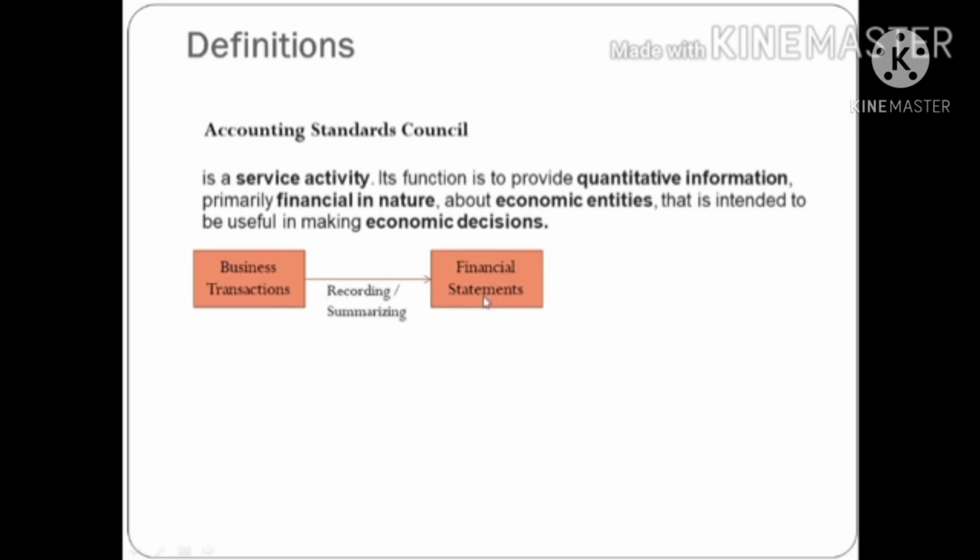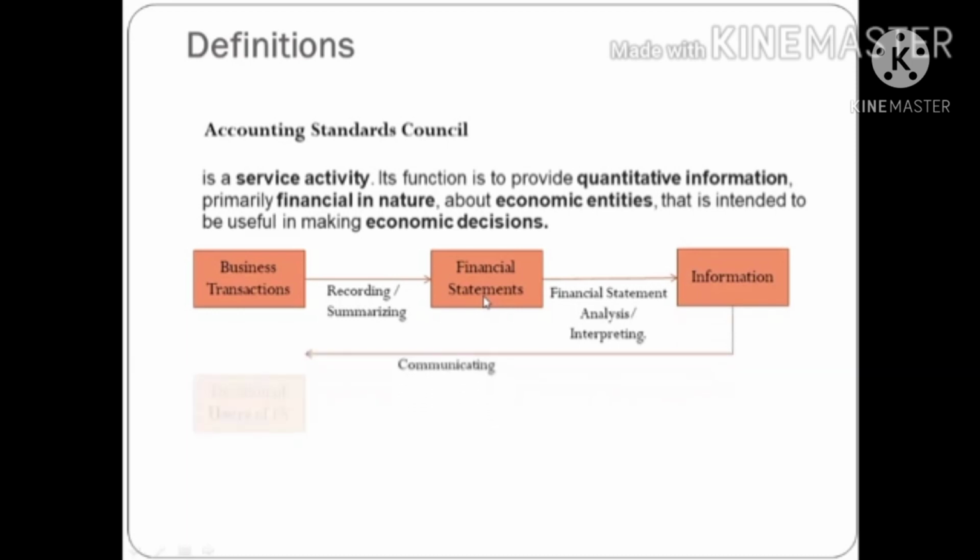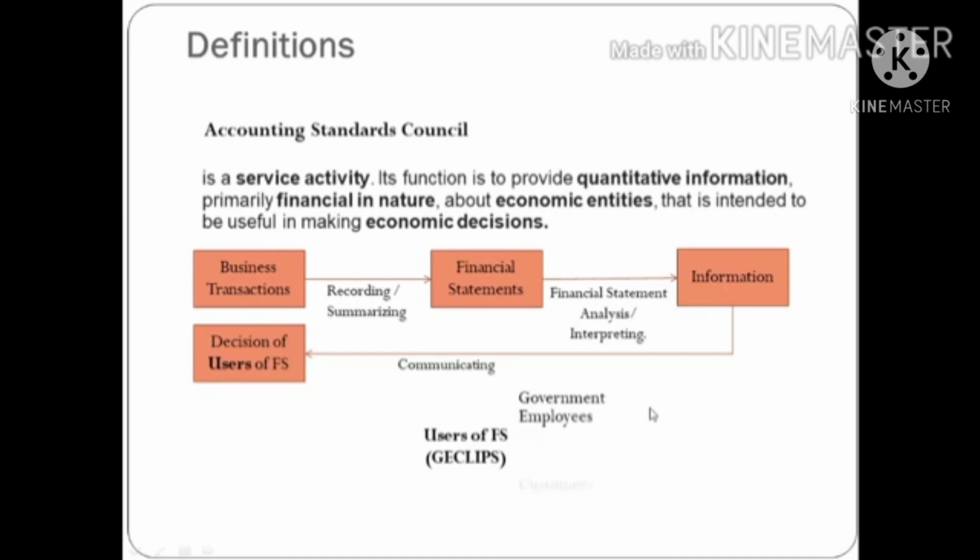However, the role of the accountants does not end there. The numbers in the financial statements are useless unless financial information can be extracted from them by analyzing the financial statements. The information is then communicated to interested parties known as the users of information. So who are these users of financial information? The users of the financial statements are the following. We have the government, we have the employees, customers, lenders, investors, public, and suppliers.